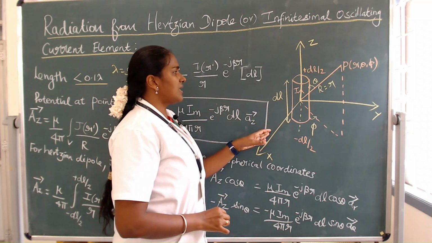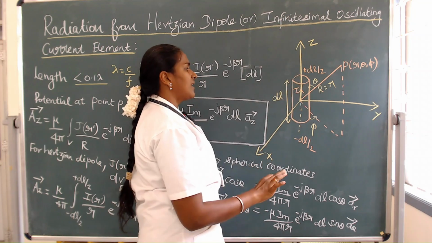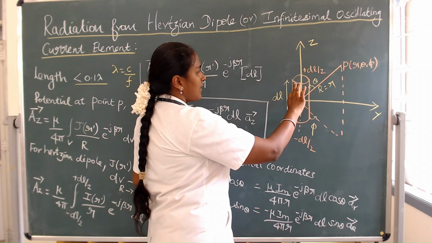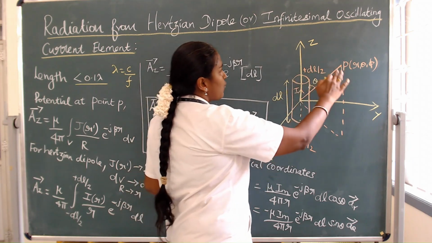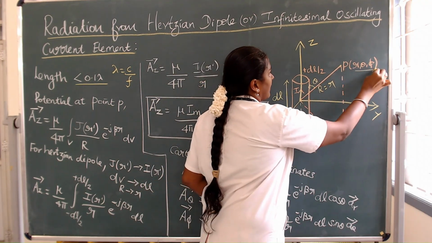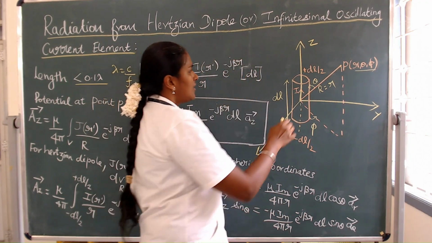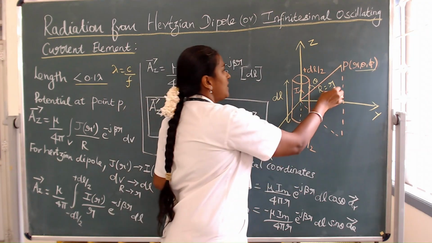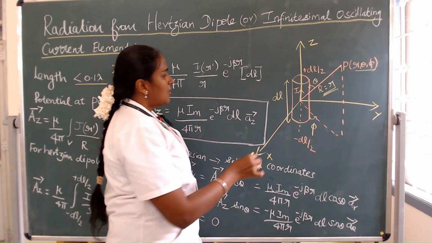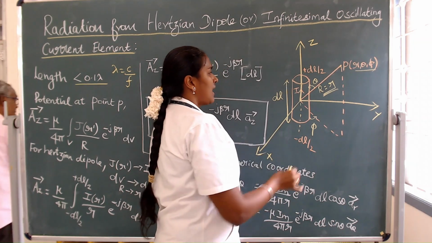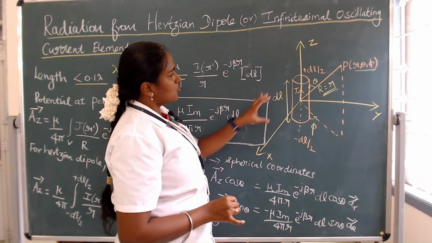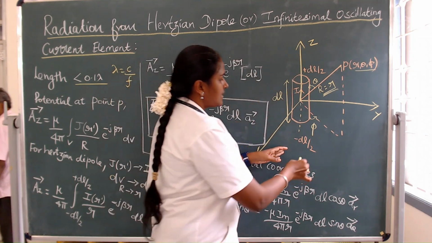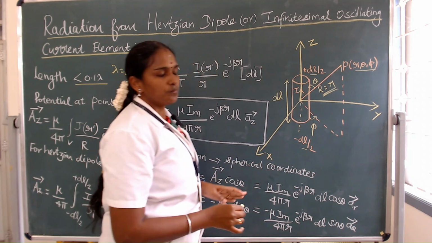If we consider this scenario, this is the length of the Hertzian dipole antenna. A small differential length is considered for the analysis. The radiation from this Hertzian dipole antenna at this point P (r, theta, phi) is to be estimated now. The distance between the Hertzian dipole antenna and this point P is the distance r. Phi is the azimuthal angle, and theta is the polar angle. This Hertzian dipole is placed along the z-axis, running from minus dl by 2 to plus dl by 2.